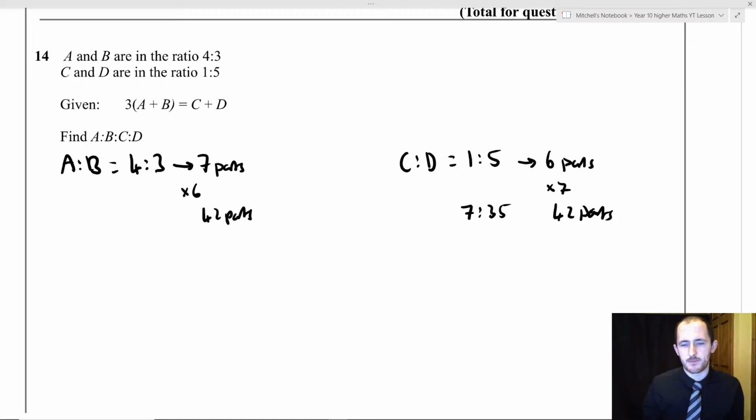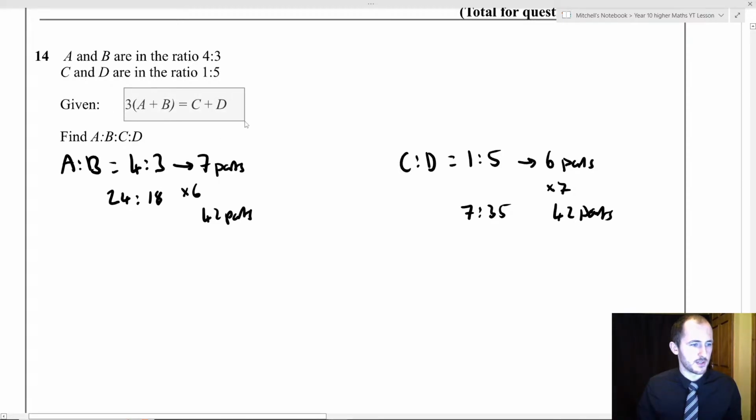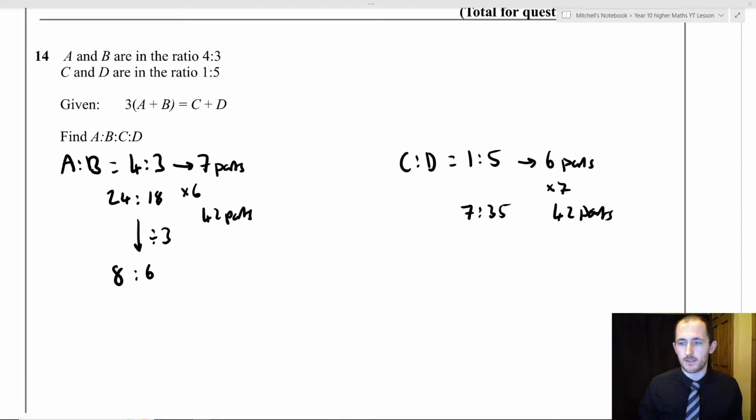And this would be 6 times 4 is 24. 6 times 3 is 18. Now, if we have a look at this part of the equation here, it tells me that A plus B is 3 times C plus D. So I need to now divide this one by 3 because it's 3 times smaller. So that'd be 8 to 6. And then all I need to do is join them all together as we've done before. So A to B to C to D will be 8 to 6 to 7 to 35.